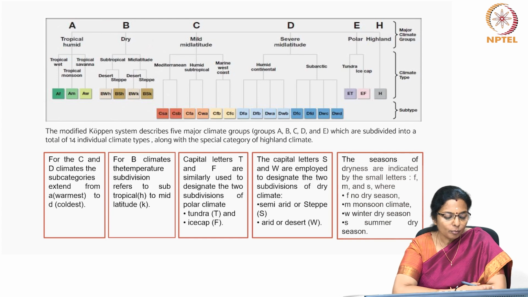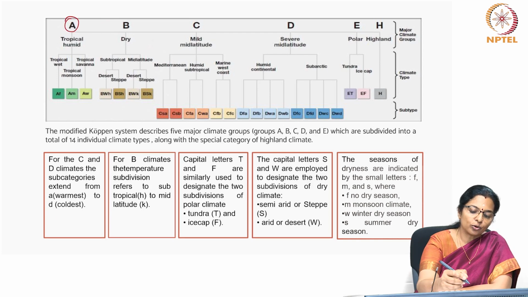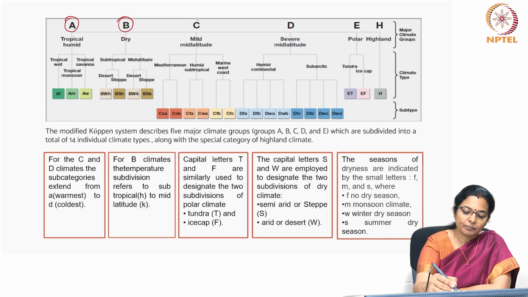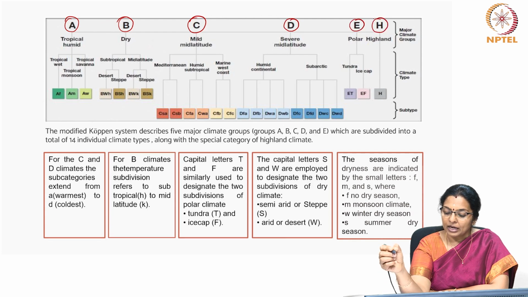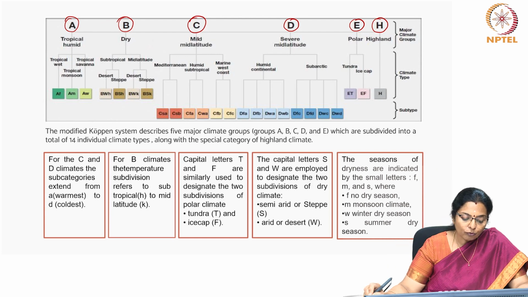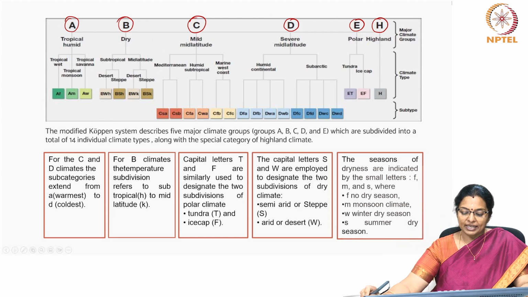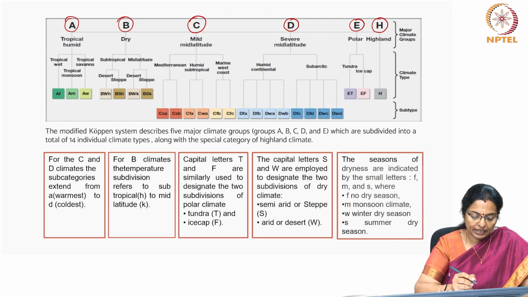So, the modified Koppen system describes 5 major climate groups: A, tropical humid, B is dry, C is mild mid-latitude, D is severe mid-latitude, E is polar, and H is highland. These are further subdivided into a total of 14 individual climate types along with the special category of highland climate.